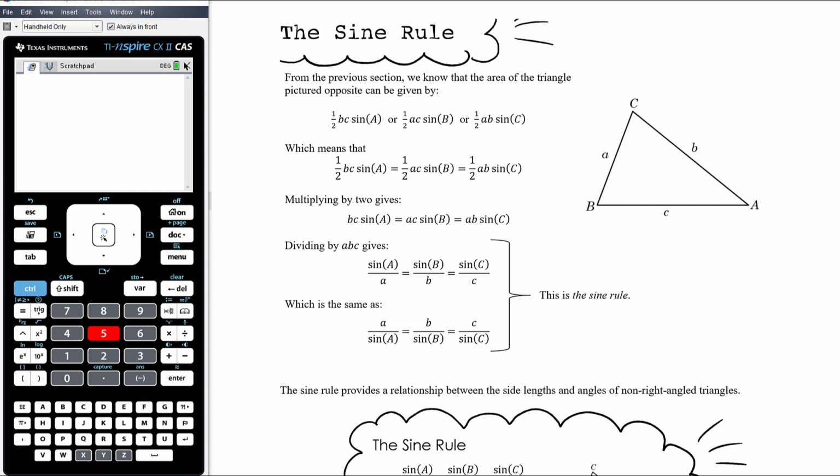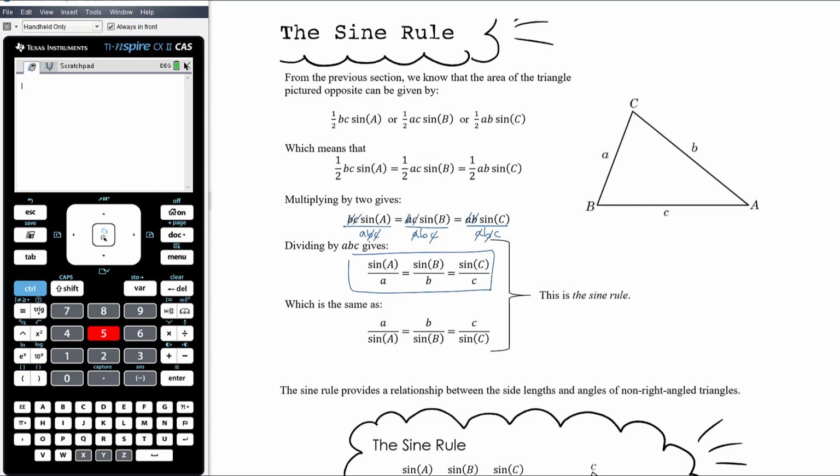And then if we divide every side of this equation by ABC, let me do that so you can see where that next line comes from. So if we divide by ABC, on the left-hand side here, the B and the C in the numerator will cancel with the B and the C in the denominator, and so we just get left with sine A divided by A. In the middle, the A and the C in the numerator will cancel with the A and the C in the denominator, and we get sine B divided by B. And on the right-hand side, A and B on the numerator will cancel with A and B on the denominator, and we get left with sine of C over C. And so we get this. And this is the sine rule.